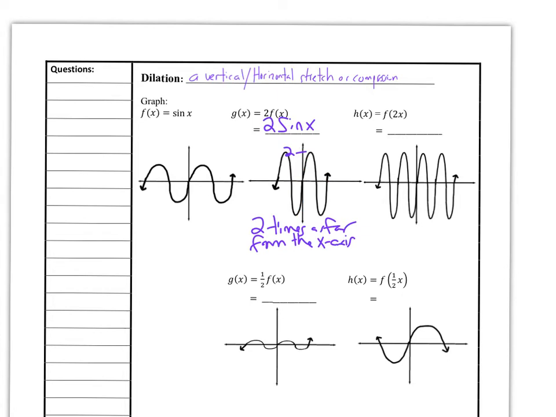So if you're thinking about VOY, that's vertical, it's outside, and the y values are what's changing. The x values aren't changing, they're just moving it up further away from the x-axis. In the next question, something different happens. We have f of 2x.